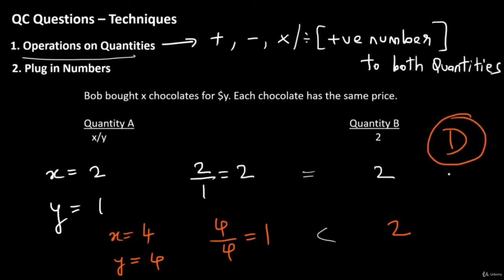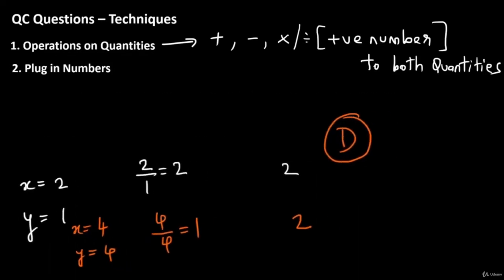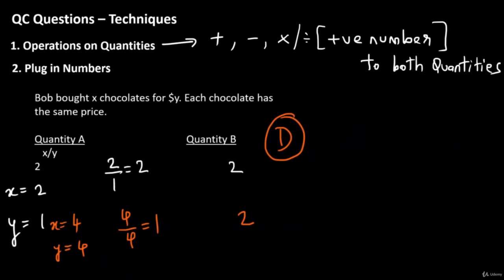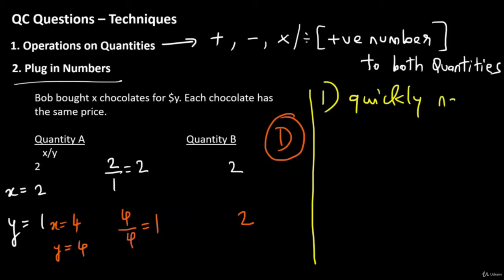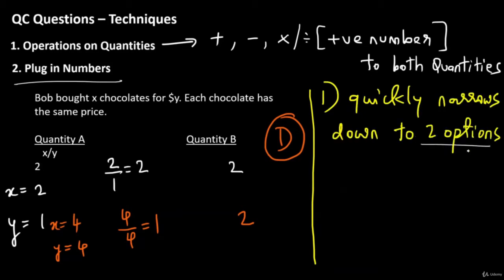Alright, now using this question, let's try to analyze this method in a better way. Alright, so let me make some space over here. Now a very useful thing about plugging in numbers is that quickly you narrow down to two options, right? For example, what do I mean with that?